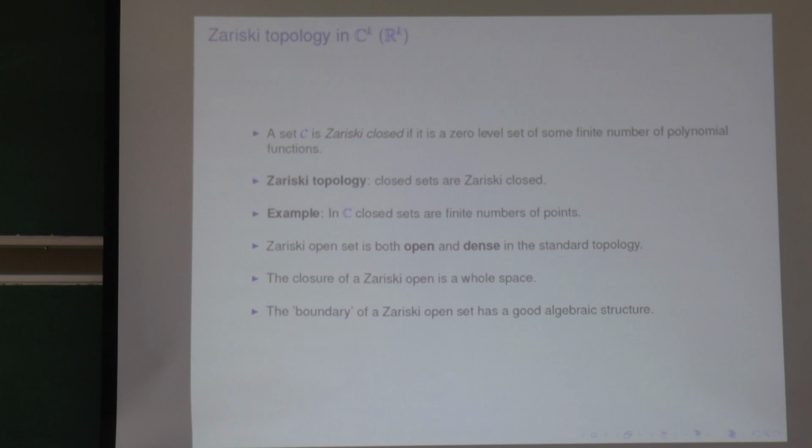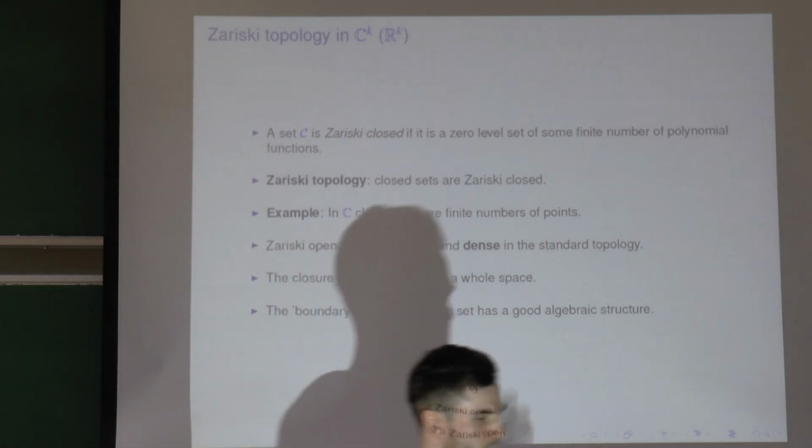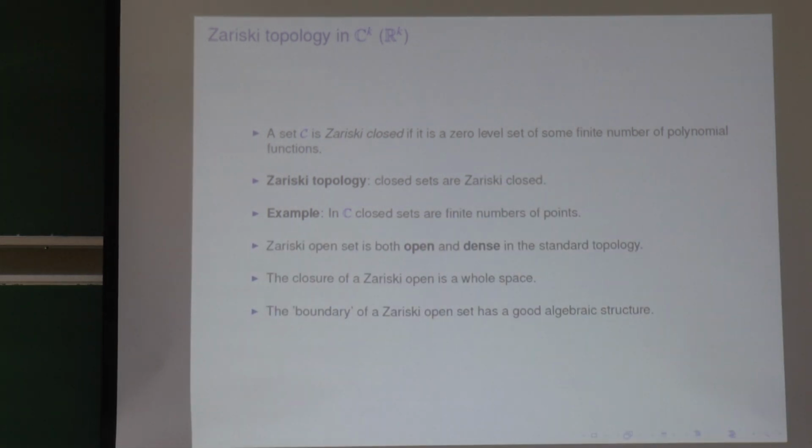So a set is Zariski open. It's actually a very strong statement that the set is open in this topology, because it is both open and dense in the standard topology. So after closure, if you have an open set in the Zariski topology and you close it, you get the entire space. Also the boundaries of open sets have a nice structure, because they are given by those polynomial equations.